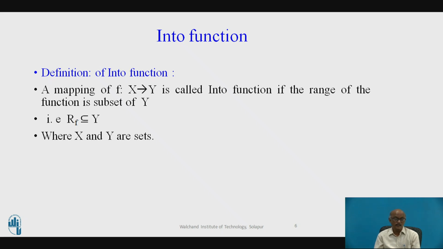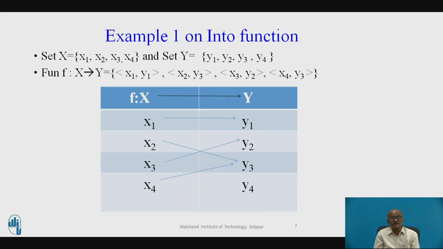Means that in general, if the range of the function is equal to set y, then it is called onto, otherwise it is called an into function. Means if it is not equal to set y, if it is a subset of y, then it is called an into function. That is, the range of the function is a subset of y, where x and y are nothing but sets. Now, let us see examples. Example number 1 on the into function.